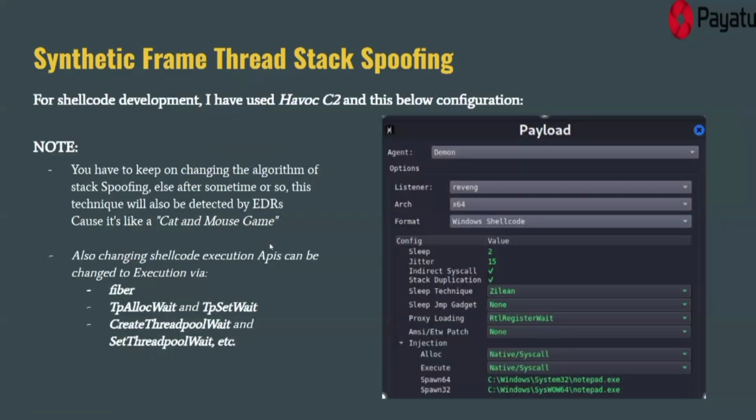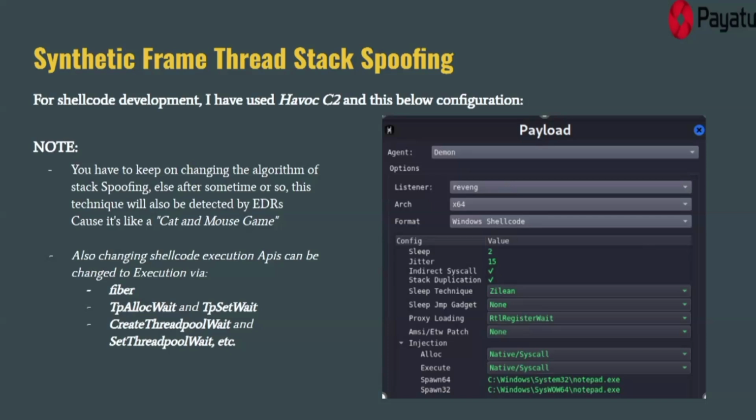In this case, the shellcode which I used is created by Havoc, which is an open source tool. And this is basically the configuration which I actually used. One thing to be noted: if you want to evade as many EDRs as possible, please try to change the algorithm of the stack spoofing. Please try to see what are the ways the EDRs are detecting things. Yeah, because it is a cat and mouse game.